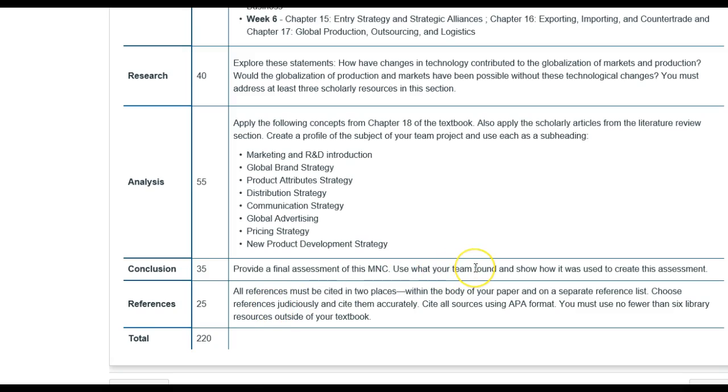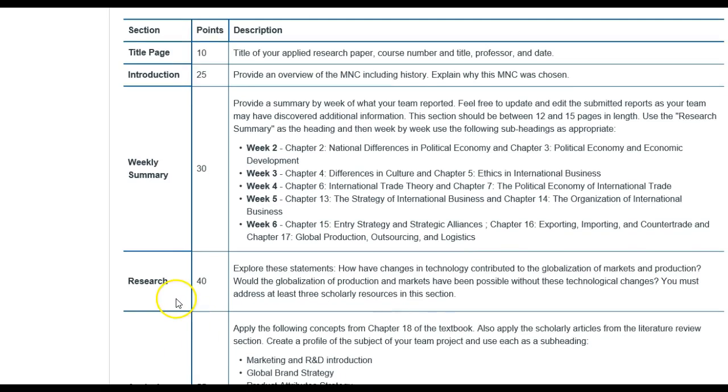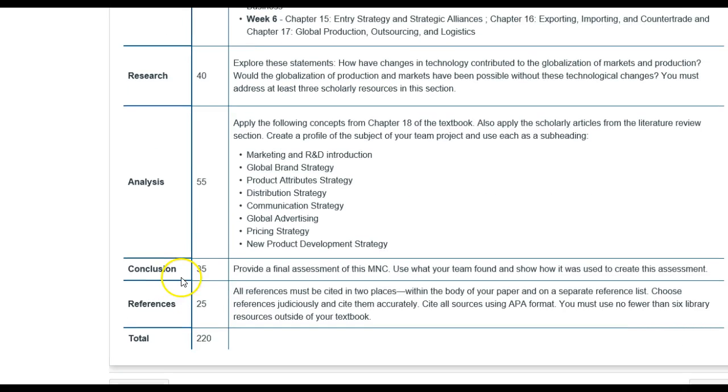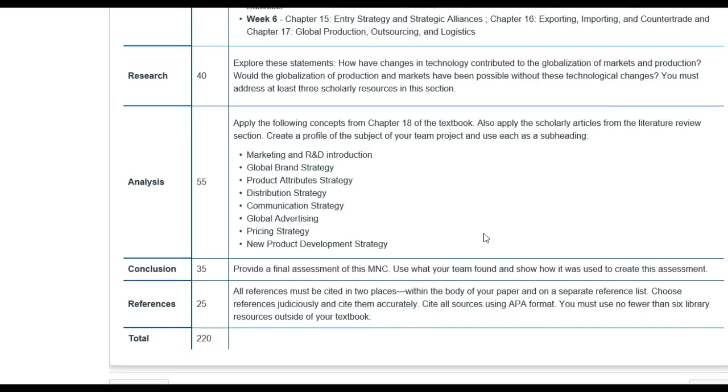Okay, so it looks to me like you've got a pretty good amount of work here. If we go back up here, you have the title page, the introduction, the research section, the analysis section, and the conclusion section that are all new. So this is new enough that you're going to have to start dividing out this work soon, because you're going to need to have people working on it for the next couple of weeks at the very least.